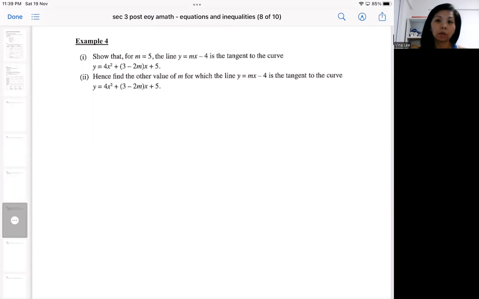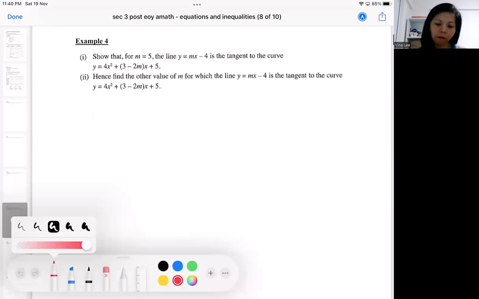Okay, so for the showing question, usually a lot of students will get some misconception. So their approach to showing is sometimes totally wrong. Okay, so a showing question or explanation question that involves the discriminant goes something like this.